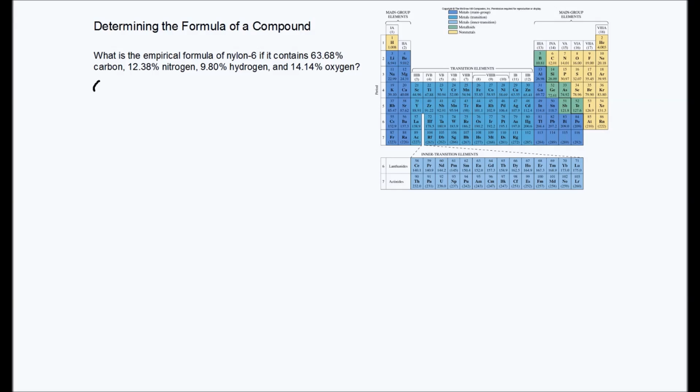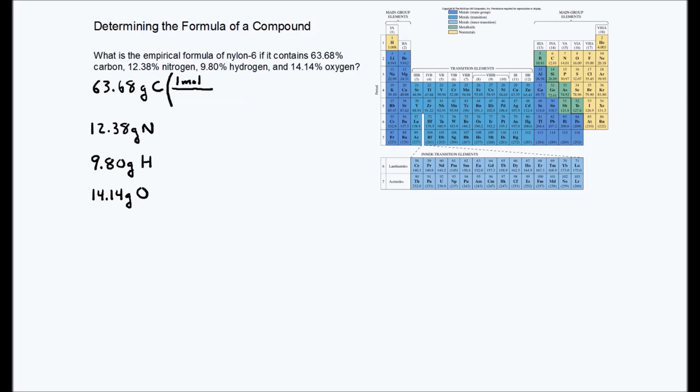So first, 63.68 grams of carbon, 12.38 grams of nitrogen, 9.80 grams of hydrogen, and 14.14 grams of oxygen. Just by changing the percent sign to gram sign, because what we've done is we've assumed, again, a 100-gram total sample. Now I convert to moles, just like in the last problem. So now it's basically exactly like in the last problem.